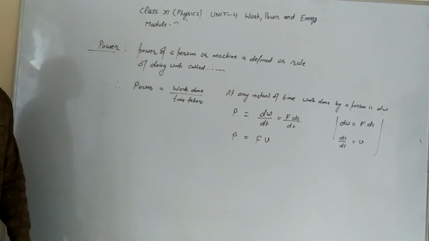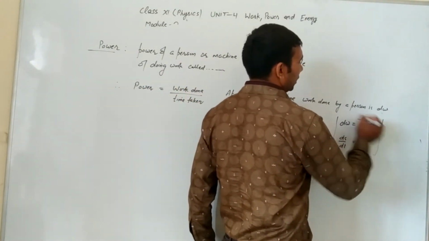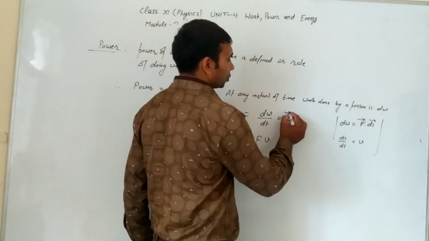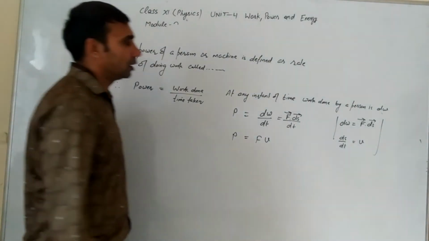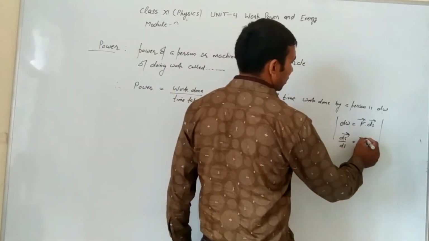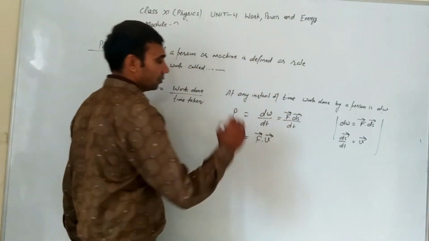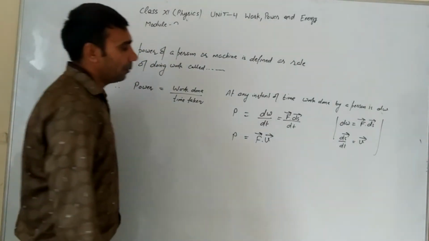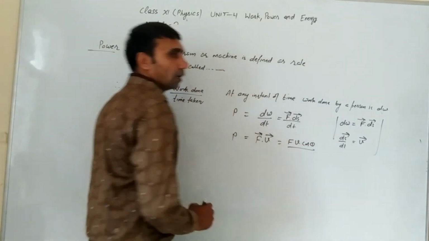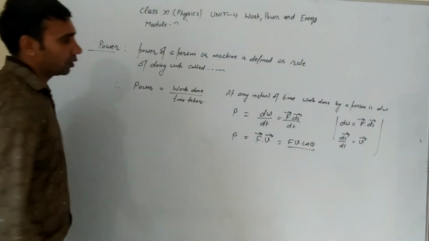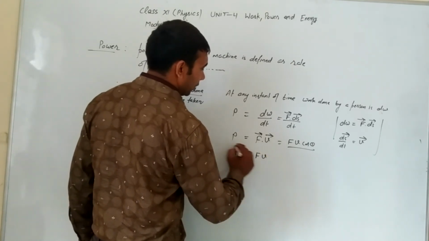Force is a vector quantity, displacement is a vector quantity. Again we can write force multiplied by displacement, displacement upon time is equal to velocity. So this can be written as force multiplied by velocity in vector form. This can be written as F dot v, which is Fv cos theta. So power is equal to force multiplied by velocity.